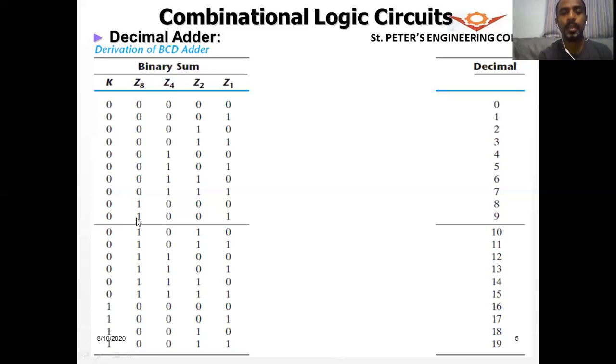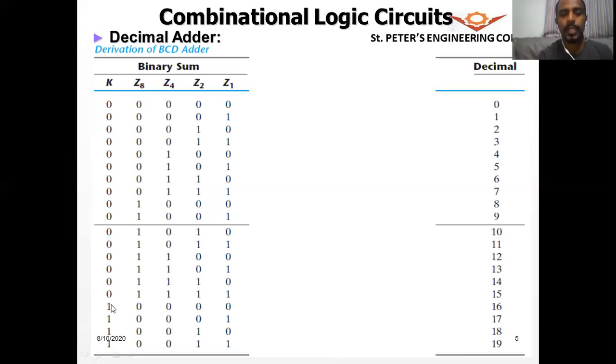Next, what happens? According to the decimal numbers, after 9, we get 10. All right. So 10, 11, 12, 13, 14, and so on. But here, when we say binary coded decimal, or BCD, these bits will be valid only for 0 to 9. They will not be valid for 10, 11, 12, 13, 14, 15. So these numbers should be eliminated, and for the next number, 10, you have to take the K bit.